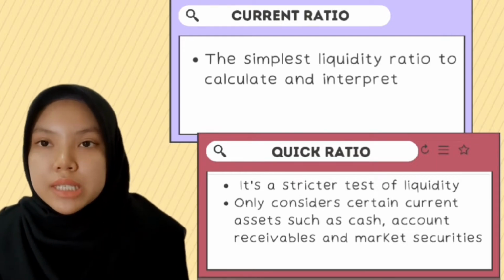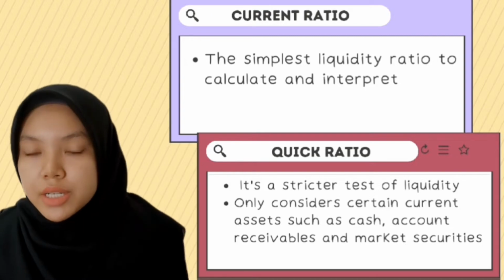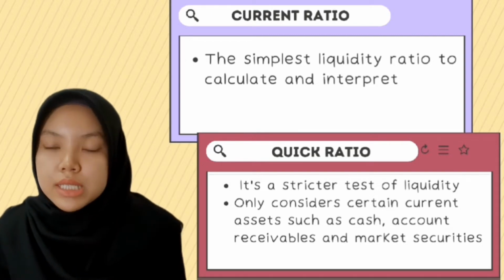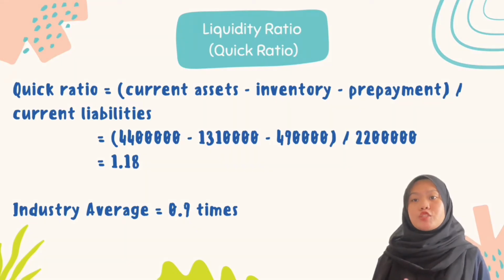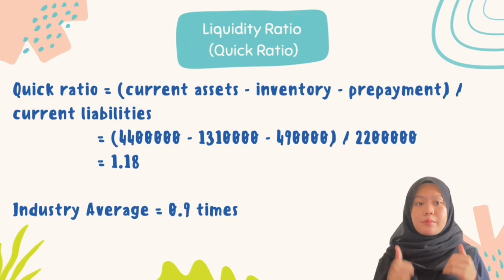However, it only considers certain current assets such as cash, accounts receivable, and marketable securities. Current assets minus inventory minus prepayment divided by current liabilities equals 1.18. Khidmat Bakti Berhad's quick ratio is 1.18 and the industry average is 0.9 times. This shows that Khidmat Bakti Berhad's ratio is better than the industry and is preferable.